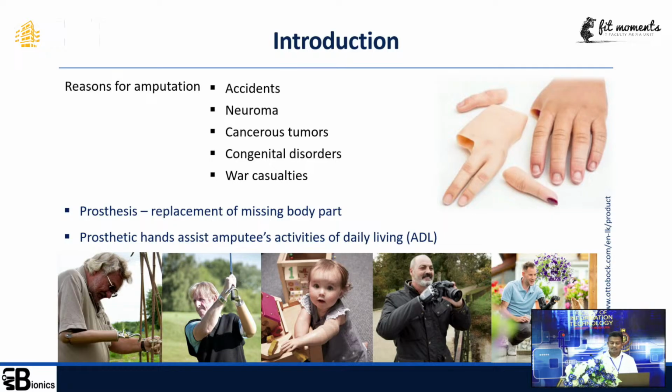A person can lose his hand due to various reasons like neuroma, work casualties and industrial accidents. We can replace those missing hands using prosthetic hands. You can see how hand amputees can come back to their normal life with prosthetic hands.